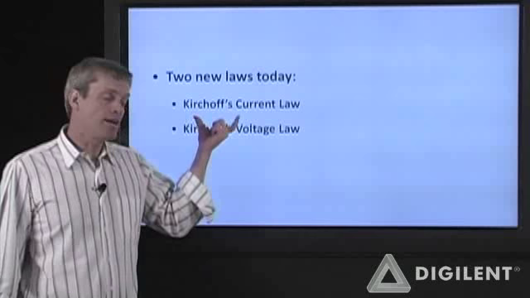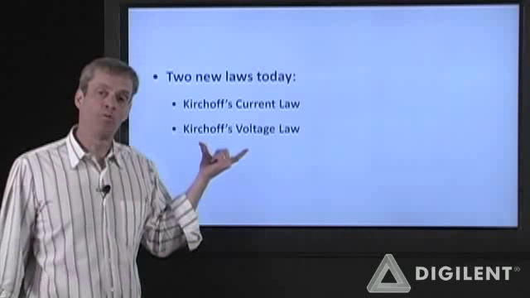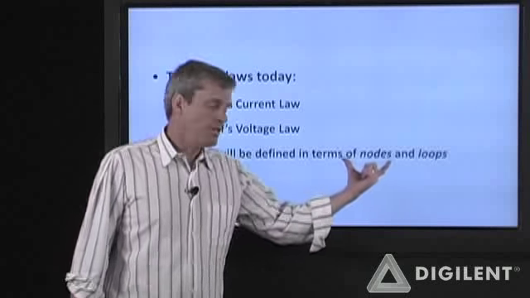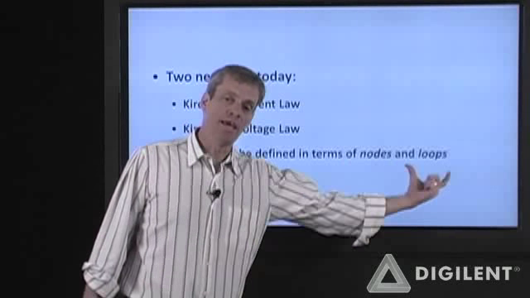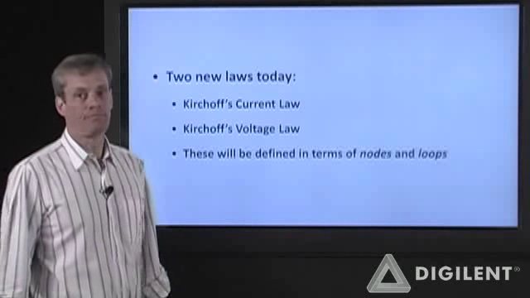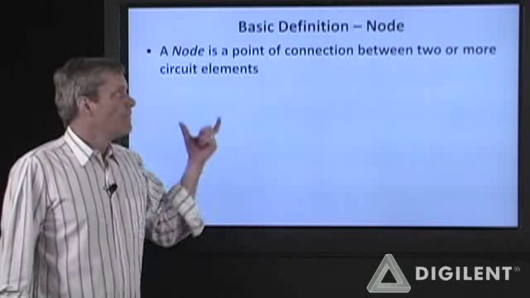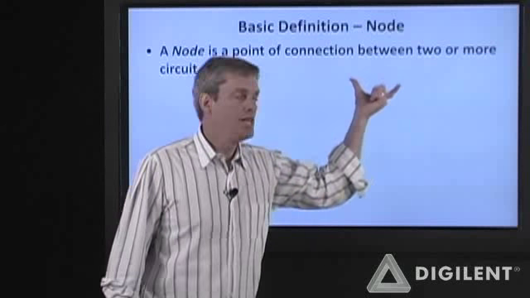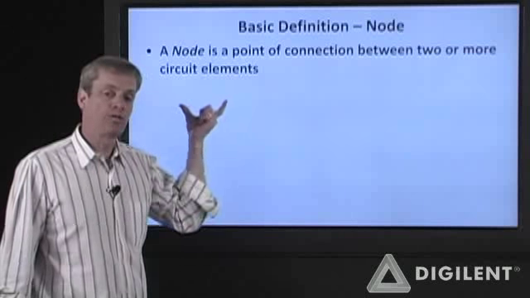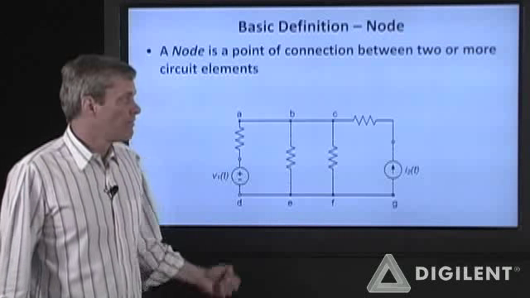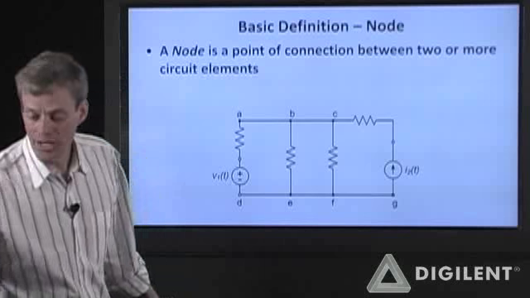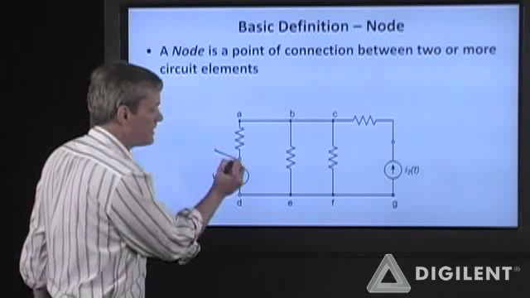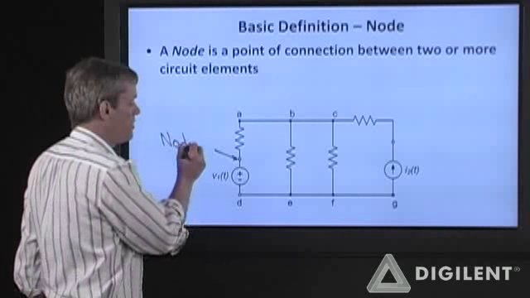Now, in order to understand Kirchhoff's current law and Kirchhoff's voltage law, we need to generate some basic definitions first. These laws will be defined in terms of nodes and loops in an electrical circuit. Our definition of a node is going to be that a node is a point which connects 2 or more electrical circuit elements. For example, in this particular circuit here, we have a voltage source which is connected with a resistor. This point of connection is a node.